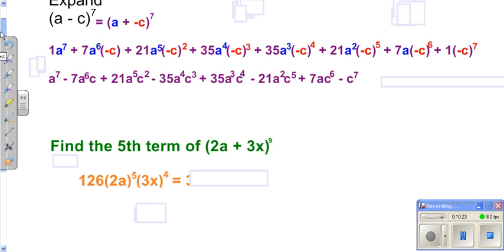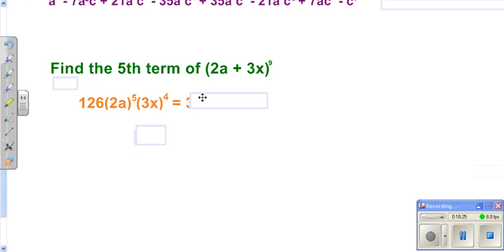So now all we have to do is just go ahead and work that out. Your 2 to the 5th is 32. Your 3 to the 4th is 81. So take an 81 times a 32 times your 126. And you get this nice big number. Still with your a to the 5th and your x to the 4th.